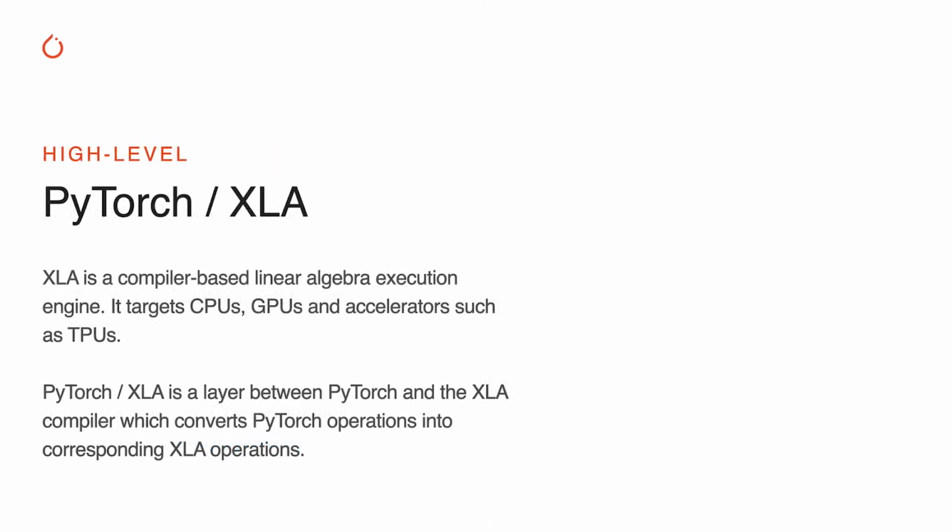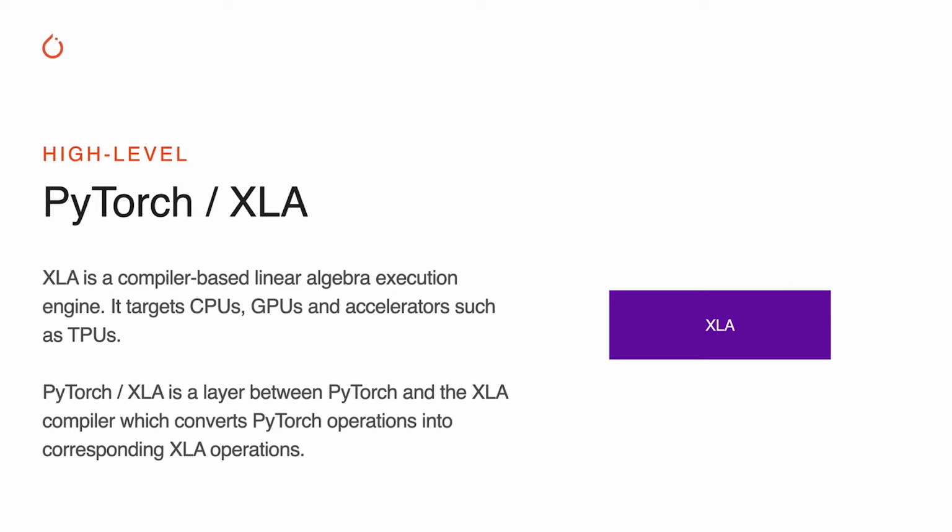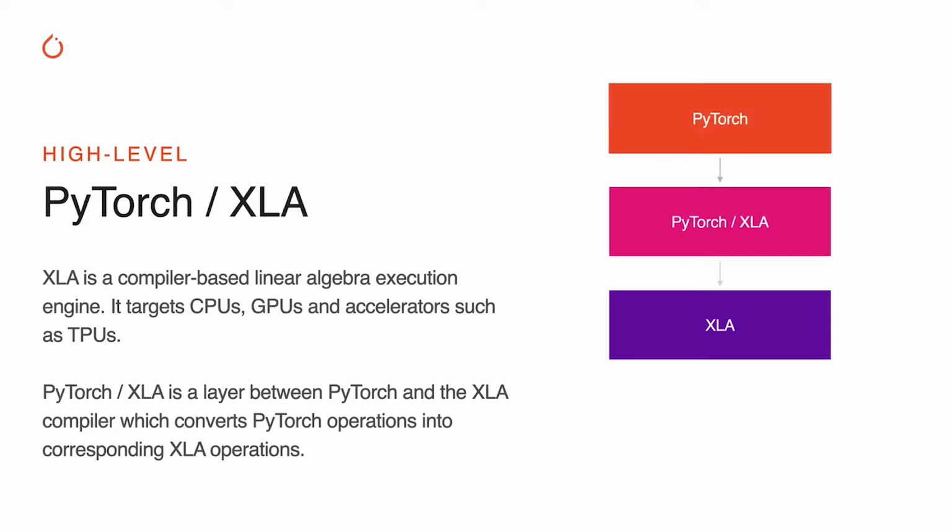Before we talk about PyTorch XLA, let's first define what XLA is. XLA is a compiler-based linear algebra execution engine. It targets CPU, GPU, and accelerators such as TPUs. PyTorch XLA is a layer between PyTorch and the XLA compiler, which converts PyTorch operations into corresponding XLA operations. XLA will take this input and generate the device-dependent programs.